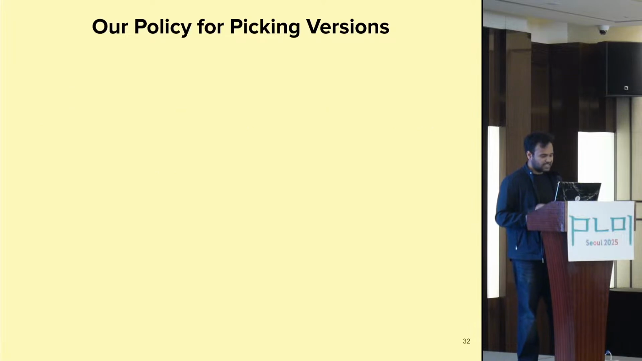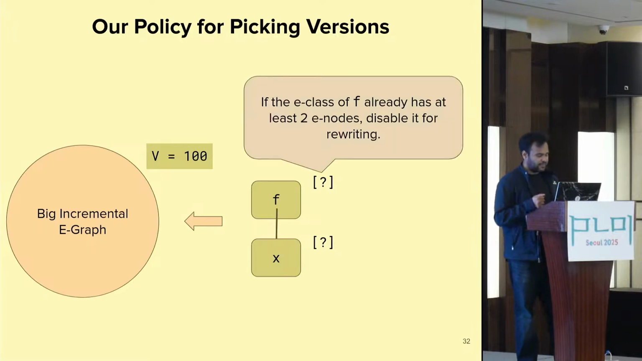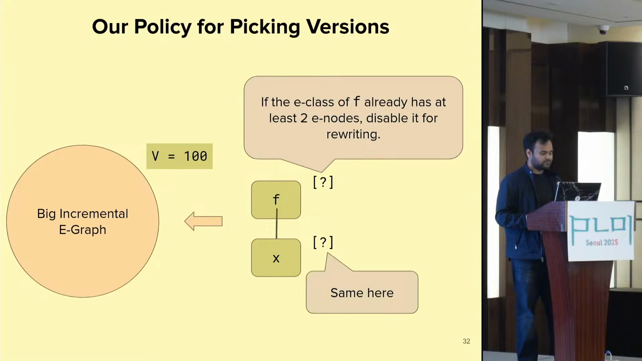So let's see what our policy entails on the previous example. So we have this incremental E-graph and we're inserting this new term into it. The policy just says that if the E-class that f goes into already has at least 2 E-nodes, then you don't do rewriting on it. And otherwise you do, and the same thing here.